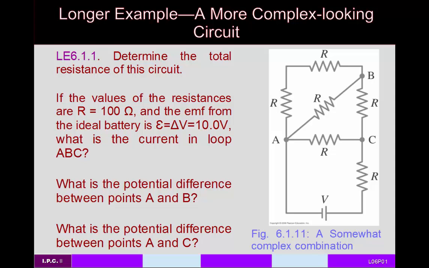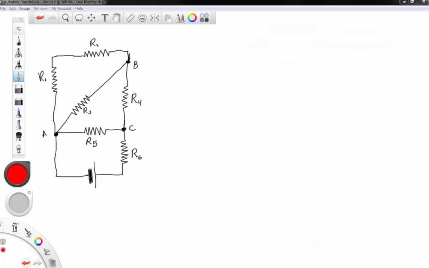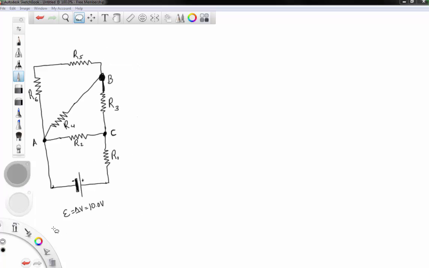Let us now attempt a slightly longer example. This one uses a kind of complex looking circuit, if you will. So how do we approach this circuit? We want to figure out what the total resistance of this circuit is. And one way that we could do that is to basically try to draw a circuit that has an equivalent configuration of resistors.